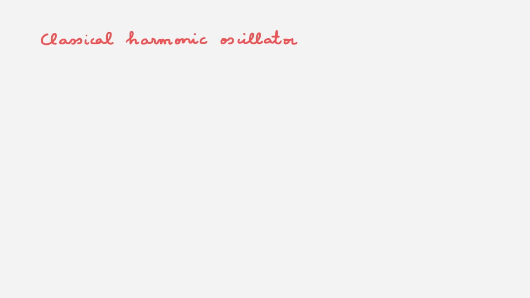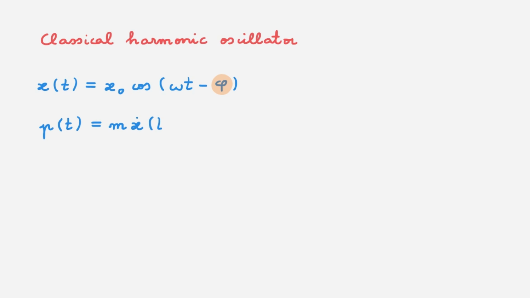I'm going to simply quote the relevant results, but most of you will have encountered this system before, and if you haven't, then any classical mechanics textbook will have the relevant background. First of all, the position of a classical particle in a harmonic oscillator follows an oscillatory motion of amplitude x0 and frequency omega, where the phase phi depends on the initial conditions. Second, the momentum of the classical particle is given by the mass multiplied by the time derivative of the position, which gives this prefactor times a sine function.